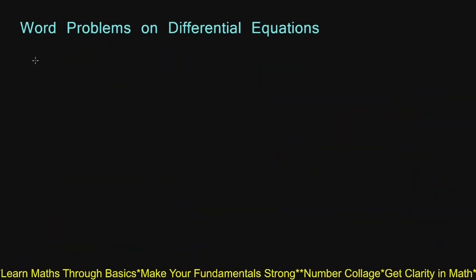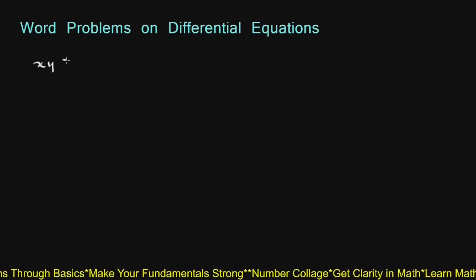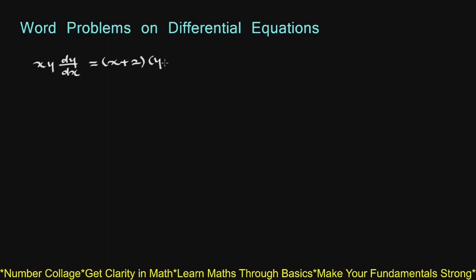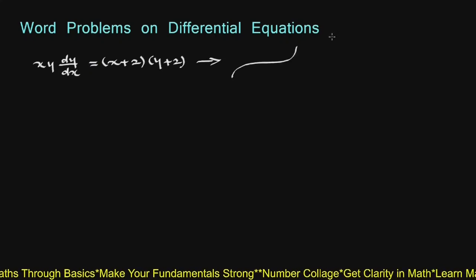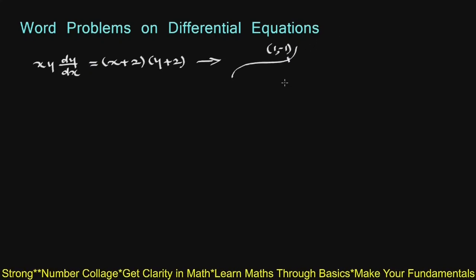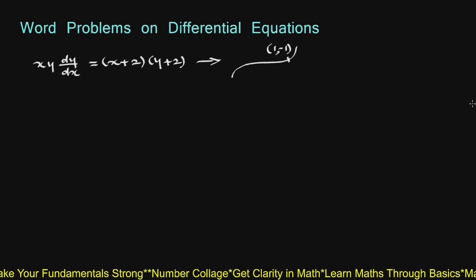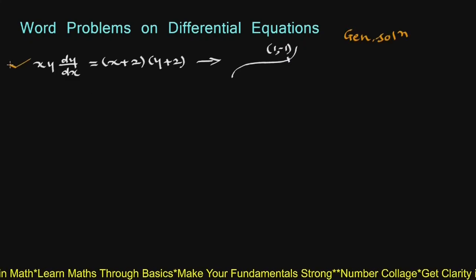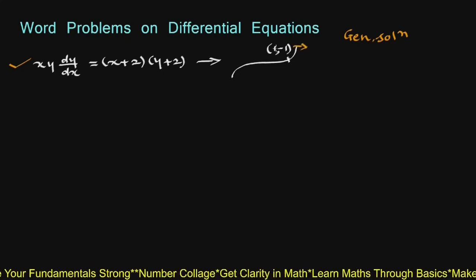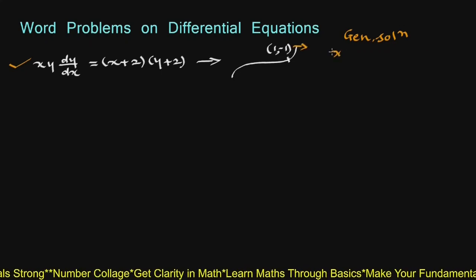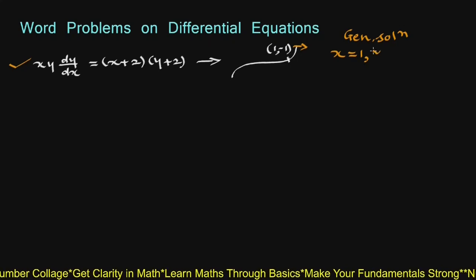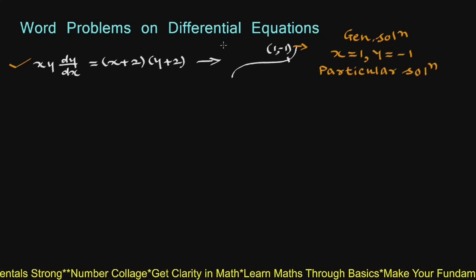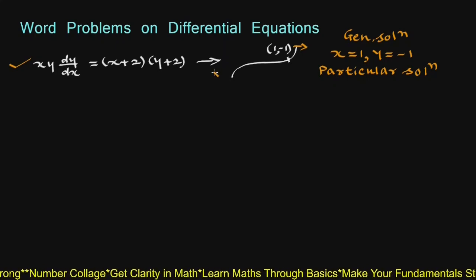For the differential equation xy dy by dx equals x plus 2 into y plus 2, find the solution curve passing through the point 1 comma minus 1. To find the solution curve, we first have to find the general solution of this differential equation, and after that from 1 comma minus 1, putting x equals 1 and y equals minus 1, we have to find the particular solution, which will be the equation of this curve.